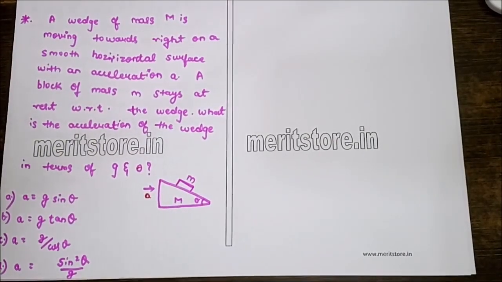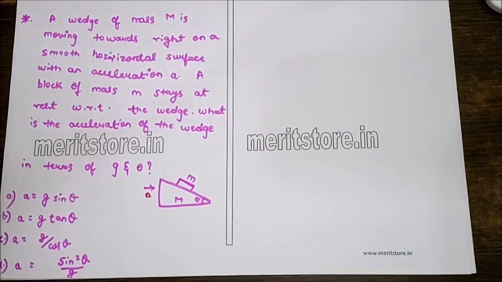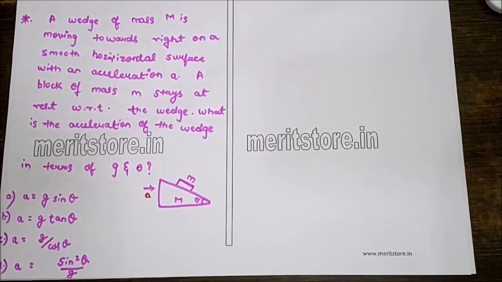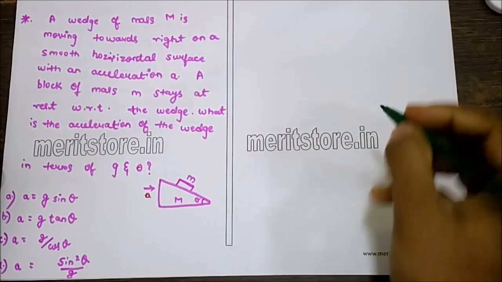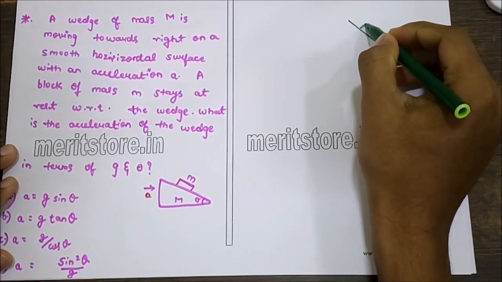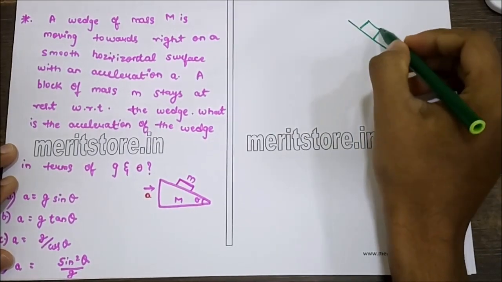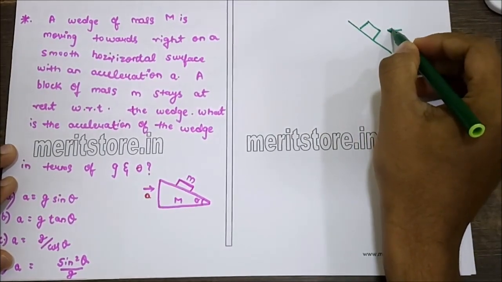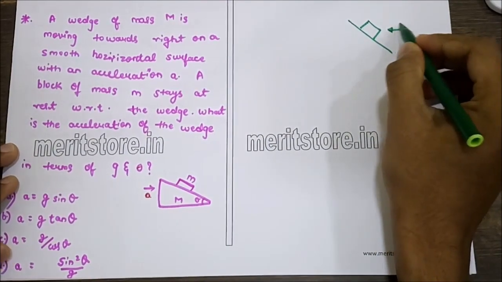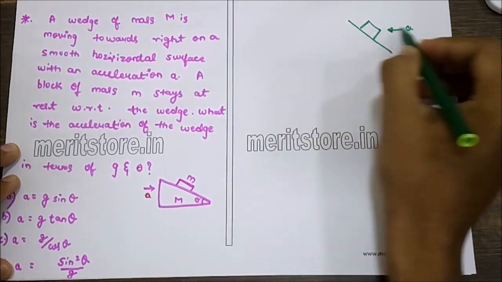A wedge of mass m is moving towards the right on a smooth horizontal surface with an acceleration a. A block of mass m stays at rest with respect to the wedge. What is the acceleration of the wedge in terms of g and theta? In this case, for solving the sum, let us consider the block. And since the block is not in motion, let us assume that a false force, or an imaginary force, with acceleration a is applied.